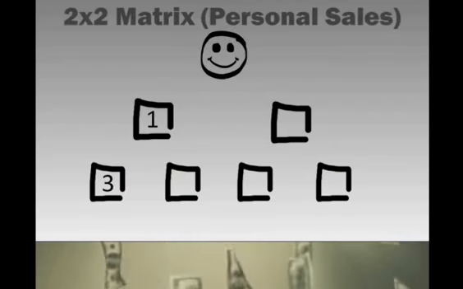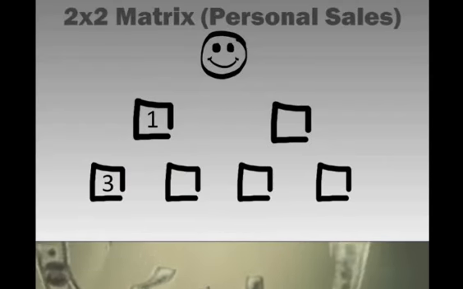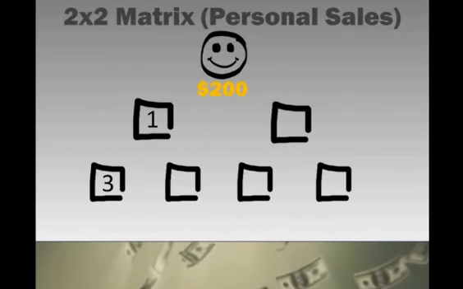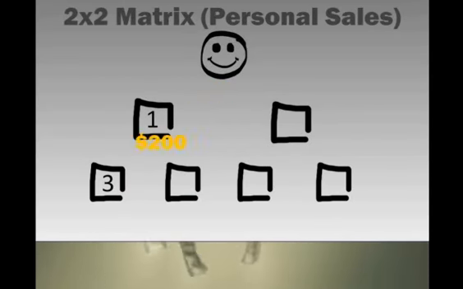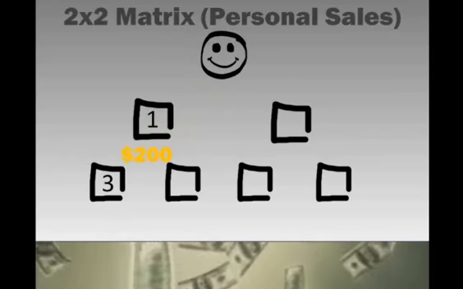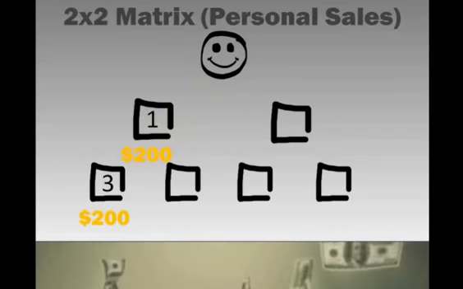Now there's 4 different ways you can make money. The first way is selling the product. That's called personal sales. As you refer someone to the program, they purchase a $200 product package. Okay, that's position number 1.